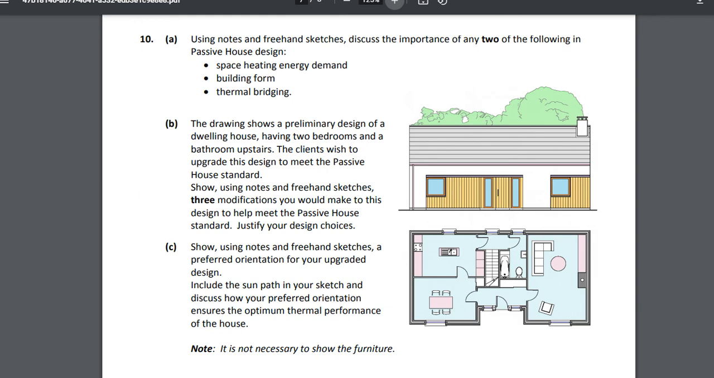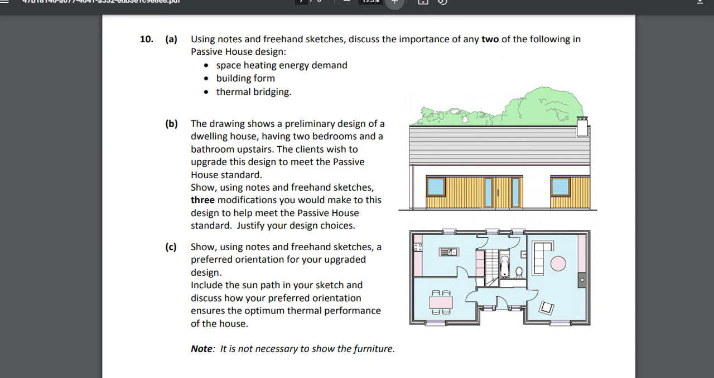The drawing shows a preliminary design of a dwelling house having 2 bedrooms and a bathroom upstairs. The clients wish to upgrade the design to meet the Passive House standard. Show using notes and freehand sketches 3 modifications that you would make to the house to meet the Passive House standard. Justify your choices. So you have to explain them with notes and sketches, always using sketches.